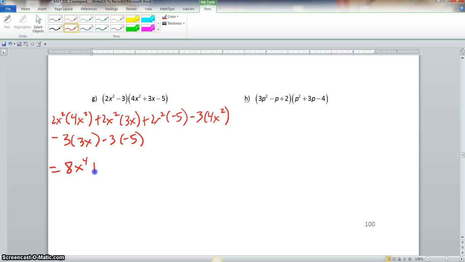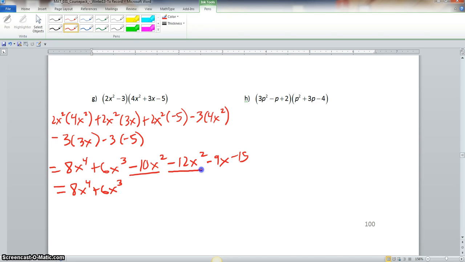2x squared times 3x is 6x cubed. 2x squared times a minus 5 will give us a minus 10x squared. A minus 3 times 4x squared will give us a negative 12x squared. A minus 3 times 3x is minus 9x. And minus 3 times a negative 5 is positive 15. Now we will have 8x to the 4th, and then we will have plus 6x cubed, minus 10x squared minus 12x squared is a minus 22x squared, minus 9x, plus 15. And that is it.